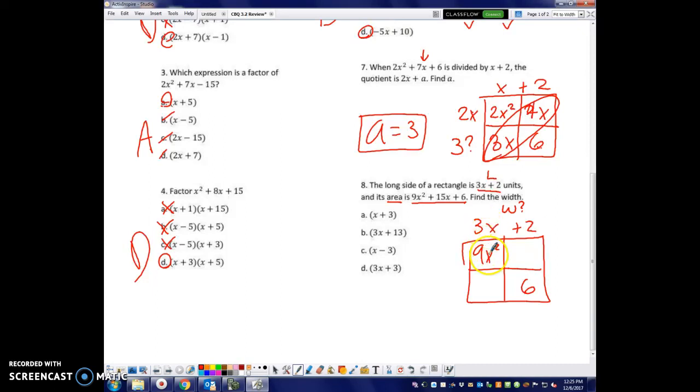So what times 3x will give you 9x squared? Well, 3 times 3 gives you 9, and x times x gives you x squared. And then this, 3x times 2 is 6x. What times 2 will give you 6? 3. And then 3 times 3, that's 9x. Combine these together, that does make 15x, so we did that right. This is what they gave us, so this is our answer, 3x plus 3.